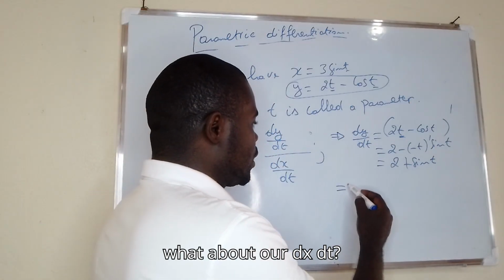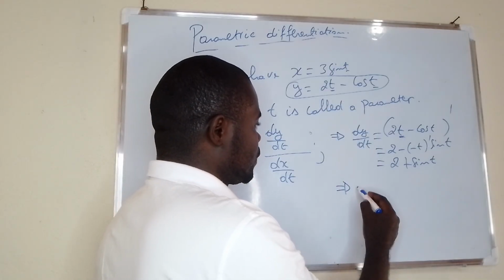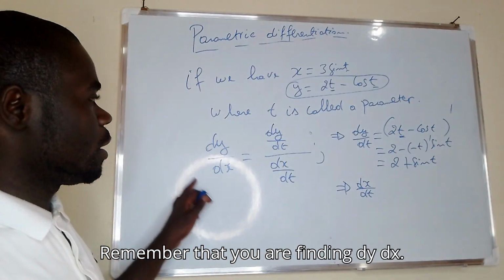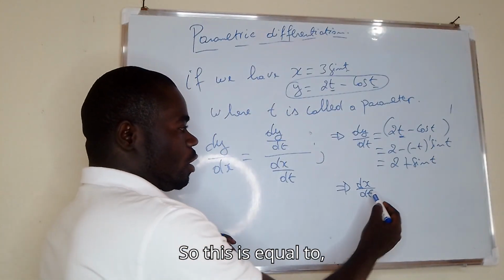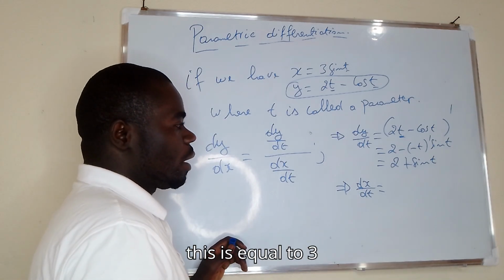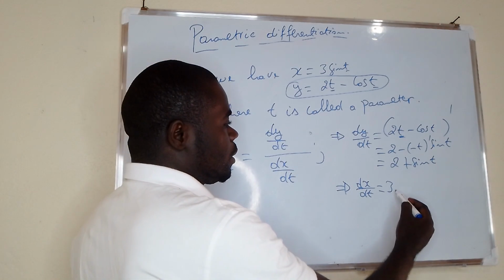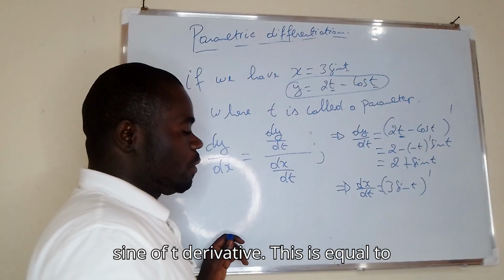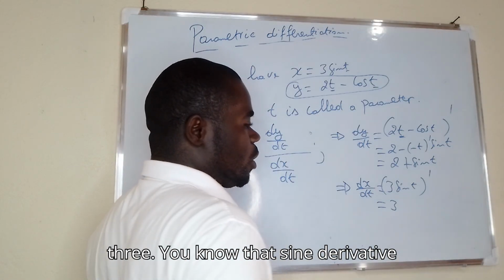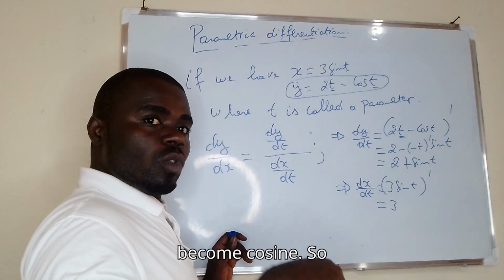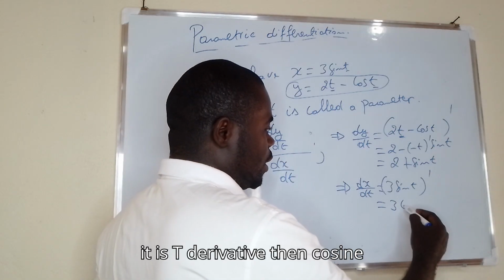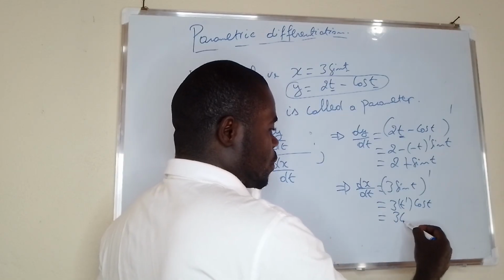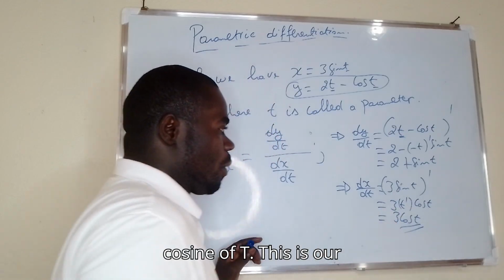Now, what about our dx/dt? Remember that we are finding dy/dx. So this is equal to the derivative of 3 sine of t, and this is equal to 3 times the derivative of sine, which becomes cosine, so it is 3 cosine of t. This is our dx/dt.